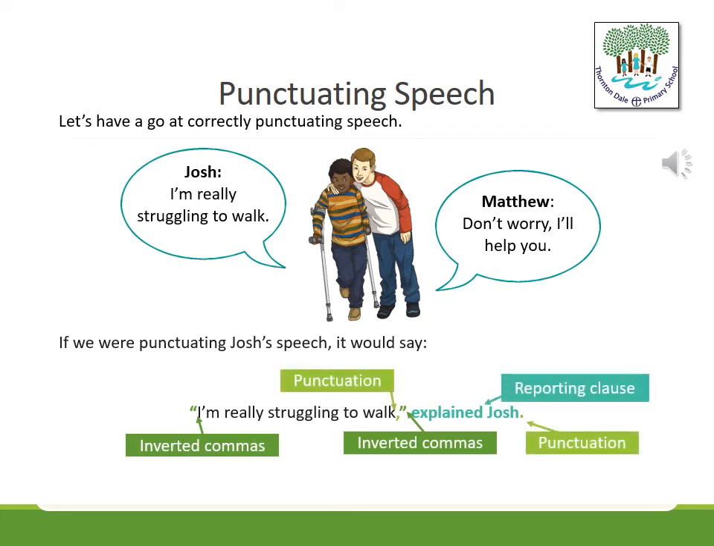So when we're punctuating speech, there are some rules that we have to remember, and some of those rules are based around using inverted commas, using punctuation correctly, and using a reporting clause. So in the next few slides we go through all these different aspects.